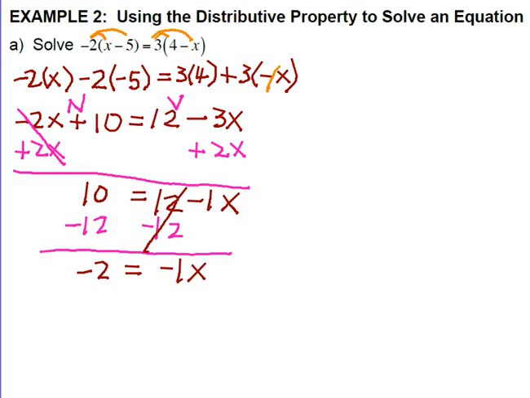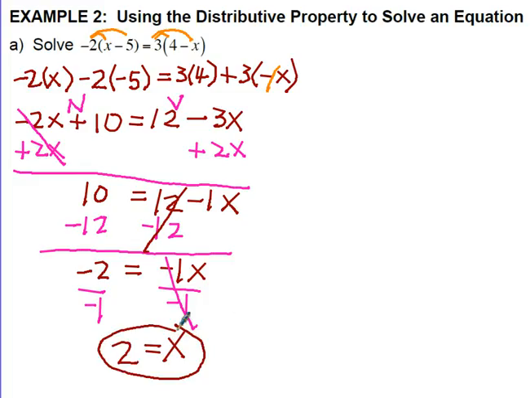Now, -1 times x, you have to use division, divide both sides by -1. Then x will be positive 2. That is your solution. Now, I'm going to show you how to check your solution one more time.